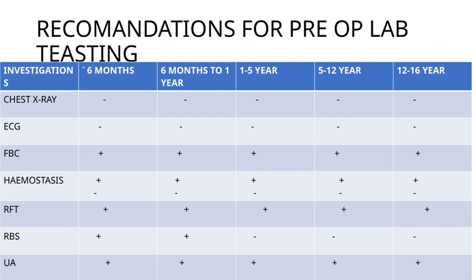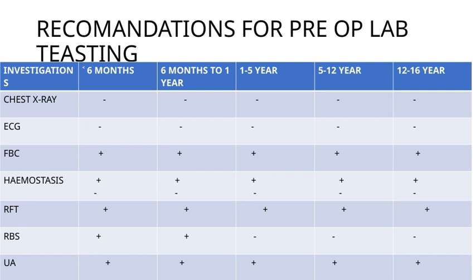various time points. For example, a full blood count, or FBC, is advised for all age groups, from less than 6 months to 16 years, indicating its importance in assessing overall health status before surgery. Hemostasis testing, which evaluates blood clotting, is also recommended for children under 6 months and from 6 months to 1 year, and again in older age groups. This underscores the importance of checking coagulation, especially in younger children, to prevent bleeding complications.